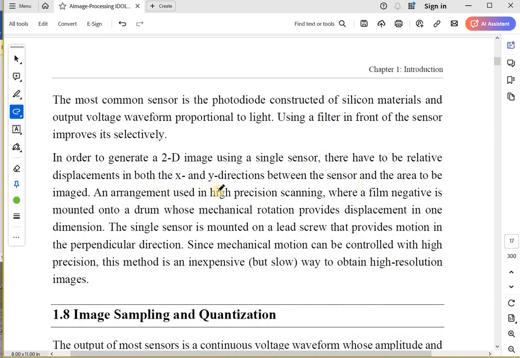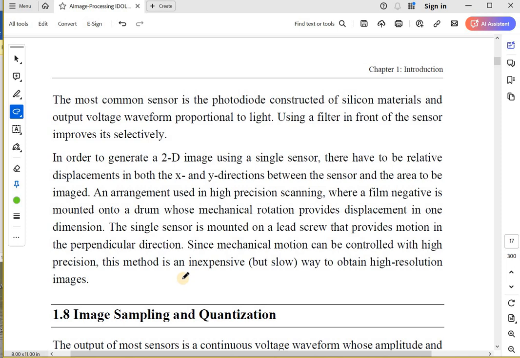Now the arrangement used in high precision scanning where a film negative is mounted onto a drum whose mechanical rotation provides displacement in one dimension. So basically हम लोग क्या करते हैं ना, एक लाइन सेंसर लेते हैं एंड उसको ड्रम पे रोटेट करते हैं. सो वो लाइन सेंसर पूरे ड्रम पे ऐसे रोटेट करेगा एंड इमेज को स्कैन करेगा. सो अ सिंगल सेंसर इज माउंटेड ऑन द लीड स्क्रू दैट प्रोवाइड्स मोशन इन द परपेंडिकुलर direction.